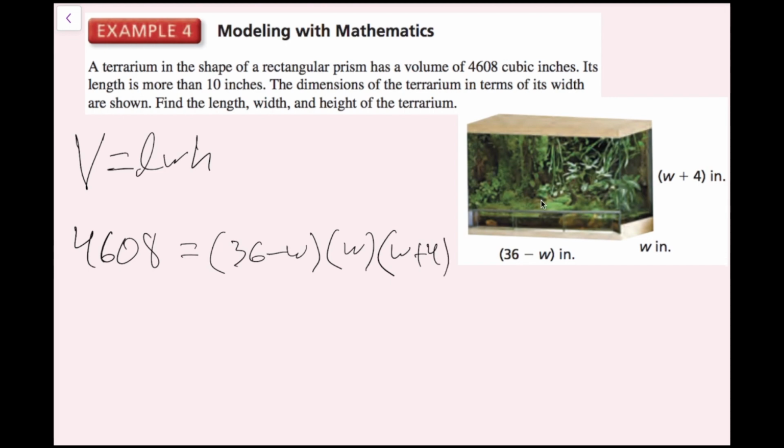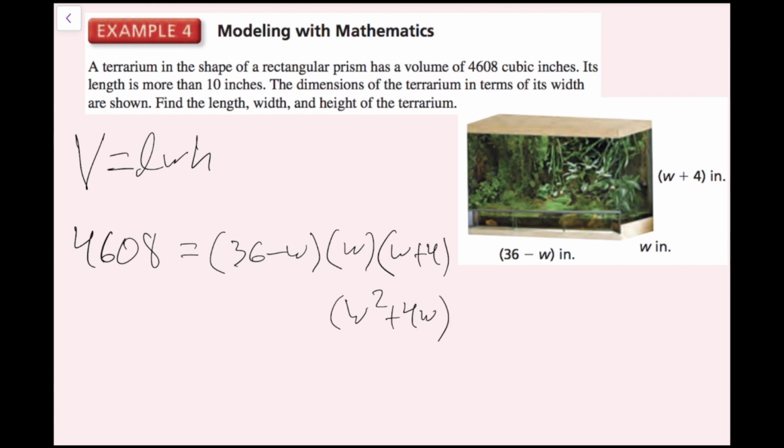Anyway, what I can do is multiply these all out and then get this term on the other side, so I have this side equal to 0, and then factor that using the zero product property, getting my values, and then I can find the width. Anyway, let's do that. When I have multiple things being multiplied, I can just pick one to do first, and then I'll multiply again. So I'm going to do W times W plus 4. If I distribute that, I'm going to get W squared plus 4W.